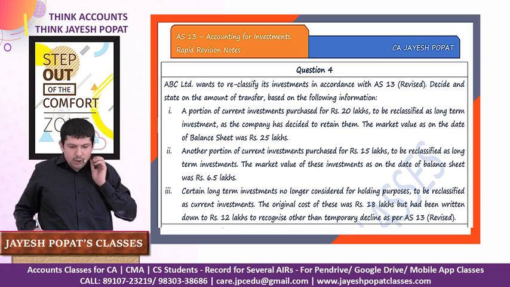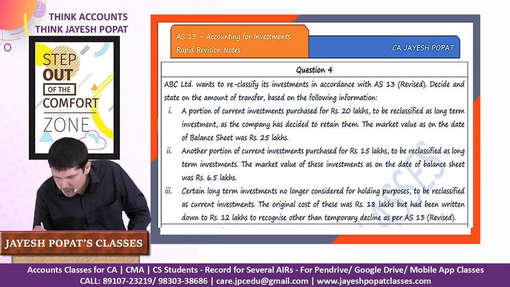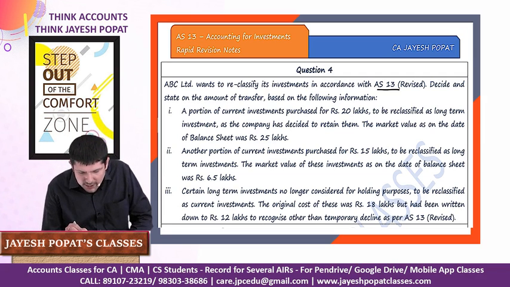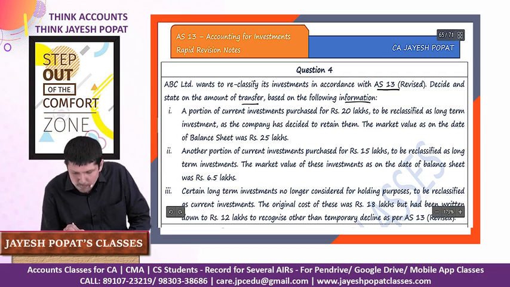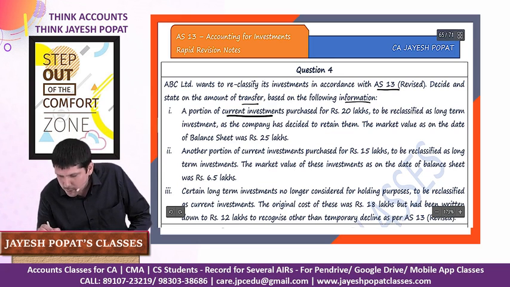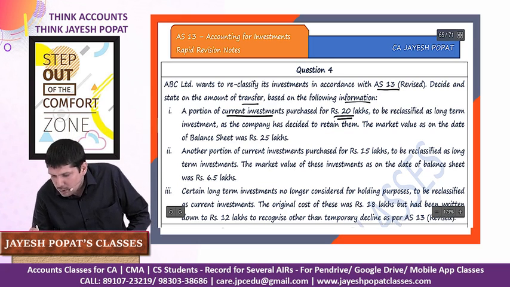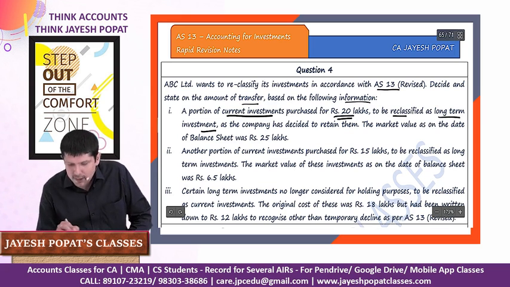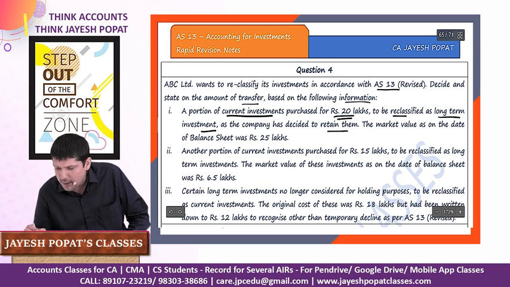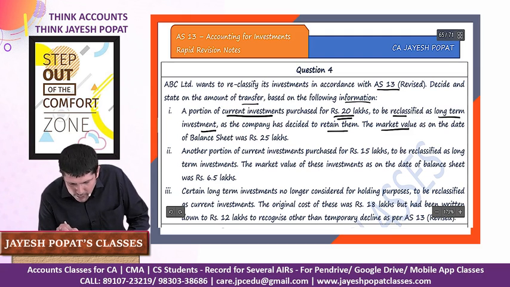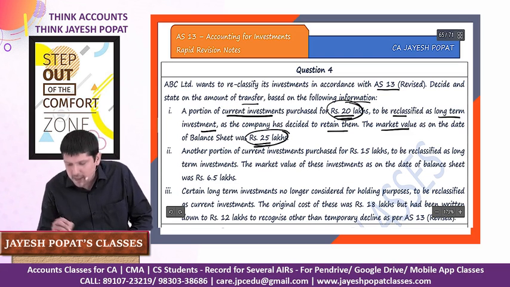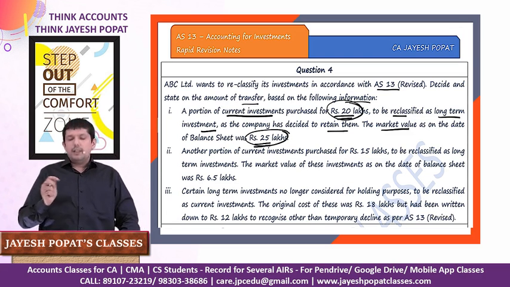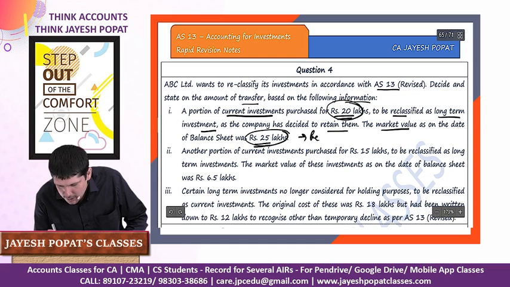So ABC Limited wants to reclassify its investment in accordance with AS 13. Decide and state the amount of transfer based on the information. A portion of current investment purchased for 20 lakh is to be reclassified as long-term investment as the company decides to retain them. The fair value or market value on the balance sheet date is 25. So the cost is 20, fair value is 25. Our rule is cost or fair value, whichever is lower. So the reclassification has to be made at 20 lakhs.